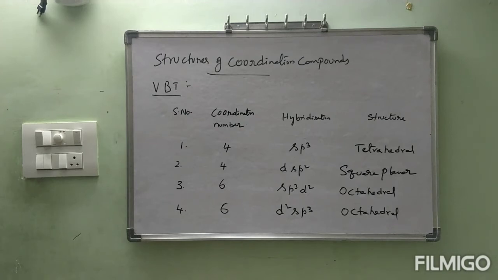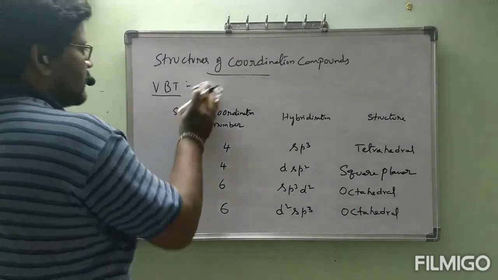Like a tabular column, you can write this down in your classwork, all of you. Coordination number 4, hybridization sp3, structure tetrahedral. Next, coordination number 4, hybridization dsp2, structure square planar. Coordination number 6, hybridization sp3d2, structure octahedral. Coordination number 6, hybridization d2sp3, structure octahedral. Note this down like a tabular column. Now we will see examples and how to explain all that also.